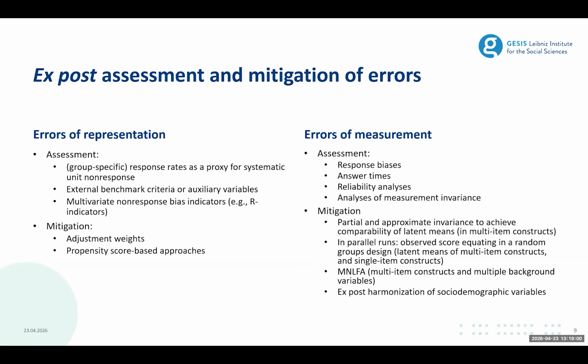More advanced indicators are multivariate non-response bias indicators like the R indicator. If you are interested in this, there's a whole other survey guide that you can find on our website that deals with this issue separately. So I'm going to invite you to look into the other survey guides and dig deeper into this topic. Ways to mitigate these errors include adjustment weights and propensity score-based approaches.